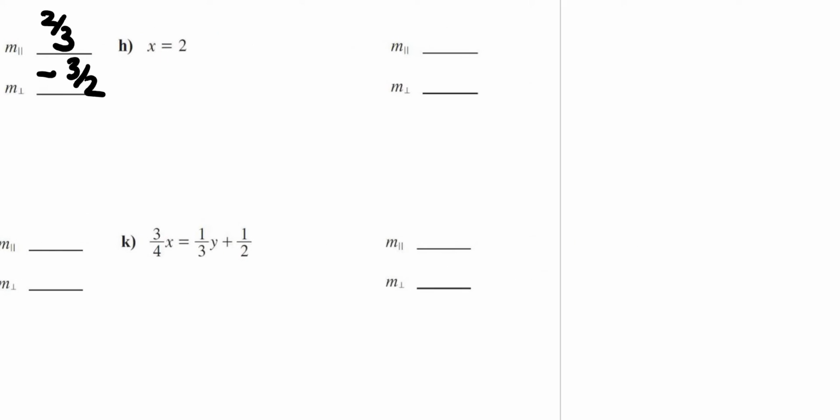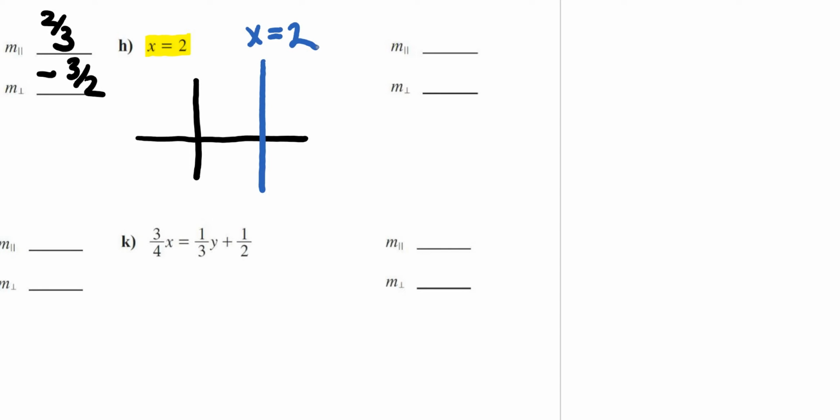Letter H is a good one because now I have a vertical line. Let me just sketch this for us. I have x equals 2. The question is, what is the slope of this line right here? Well, it's a vertical line, and if I have a vertical line, then the slope of that is undefined or does not exist. So my slope does not exist. Now the negative reciprocal of that is just going to be 0.